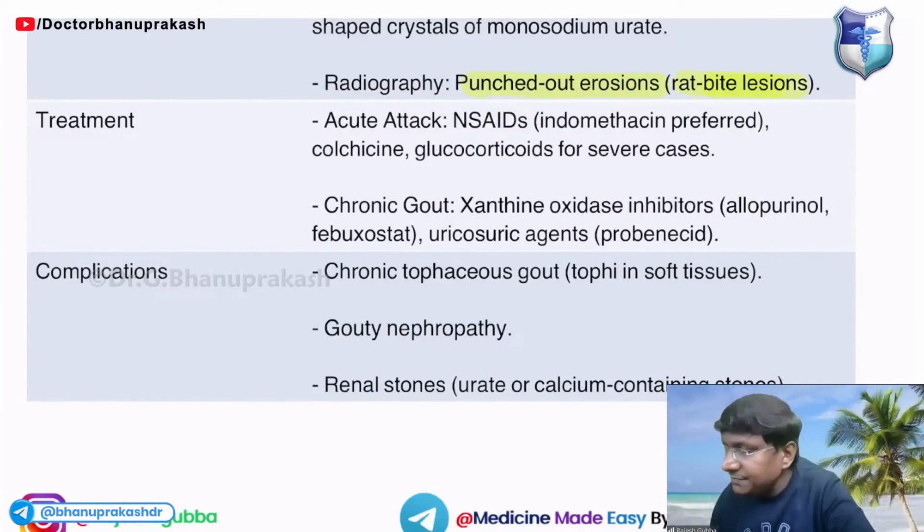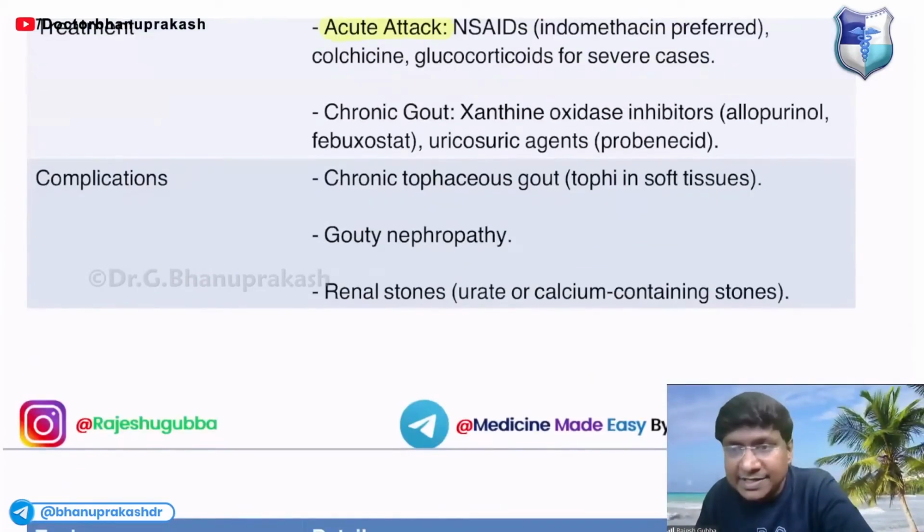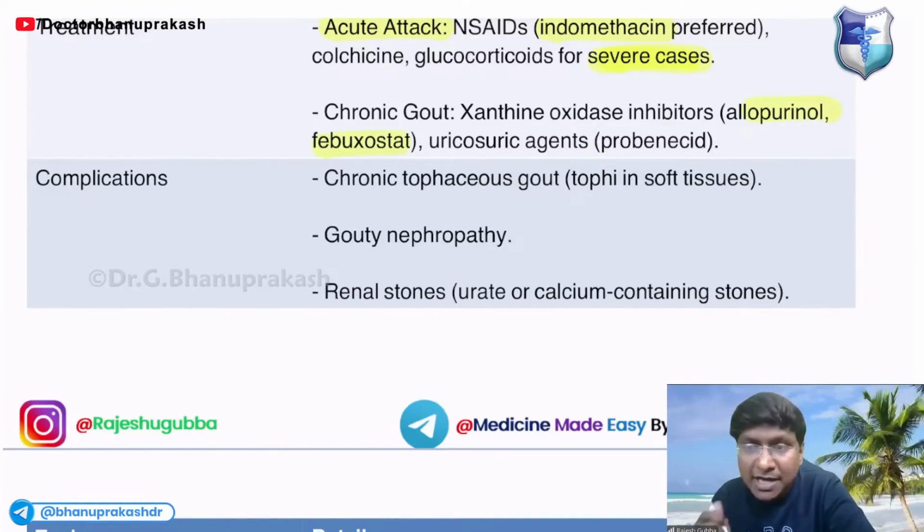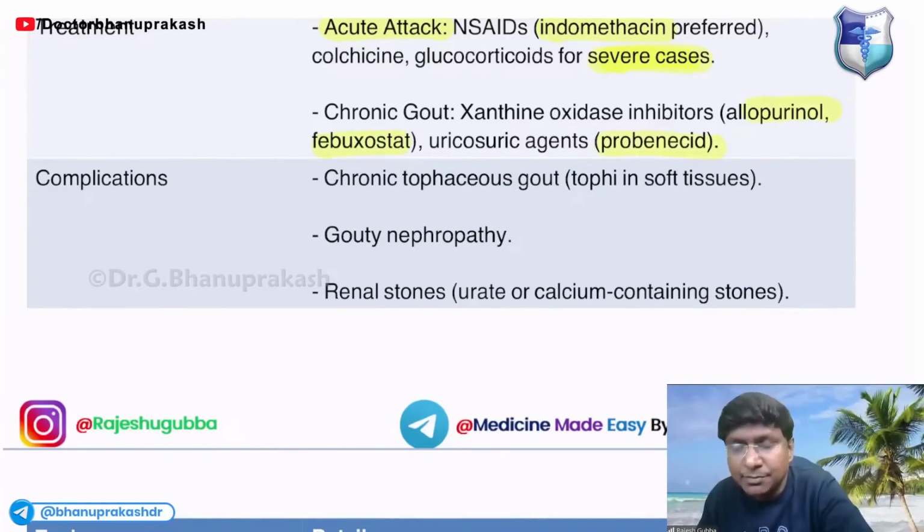What is the treatment that you will give? In acute attack, you need to give NSAIDs or aspirin. I'm sorry, we don't give aspirin. We give indomethacin, colchicine, and glucocorticoids in case of severe conditions. And in chronic gout, you need to give xanthine oxidase inhibitors, that is allopurinol and febuxostat, or a uricosuric agent, that is probenecid. But please remember these chronic drugs, allopurinol and febuxostat, are not useful in acute attacks.